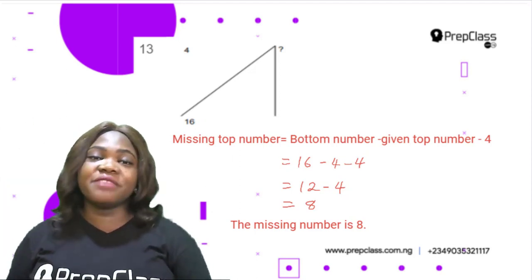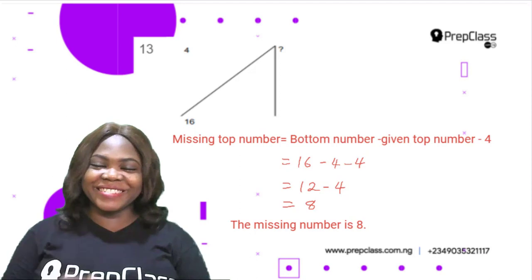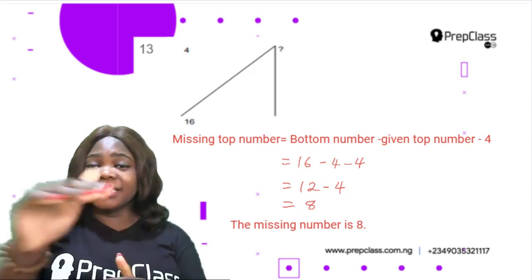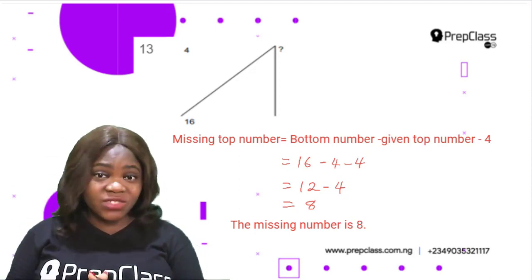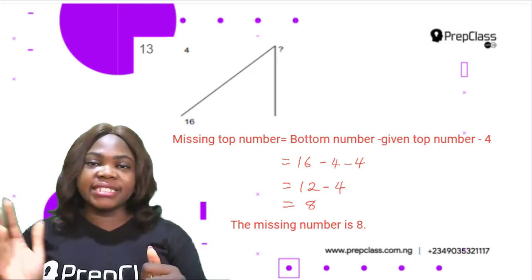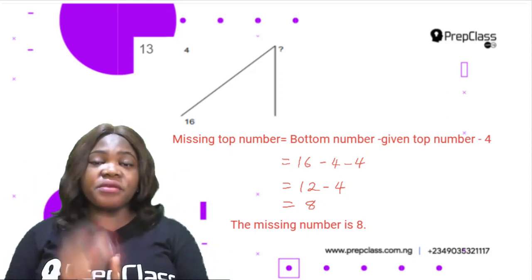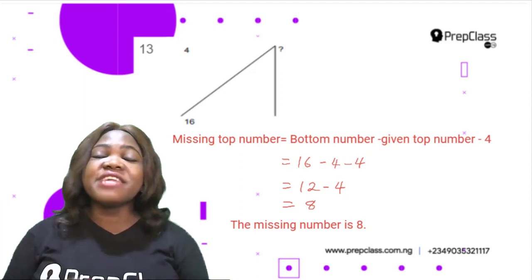If the answer is an even number, add 4. Okay, so let's do this. Now we have gotten the missing top number as 8, right? So what is 4 plus 8? 4 plus 8 is 12. Remember, 12 is an even number.